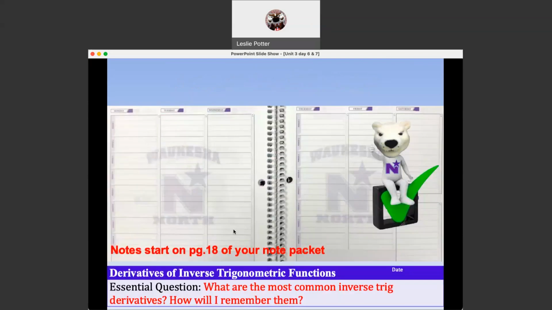Okay, let's get to those notes. These are notes for Unit 3, Day 7. They start on page 18 of your note packet. We're still working with derivatives of inverse functions, but today we're focusing on inverse trigonometric functions.